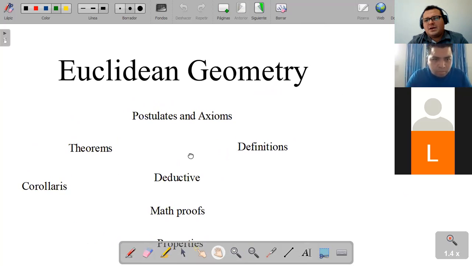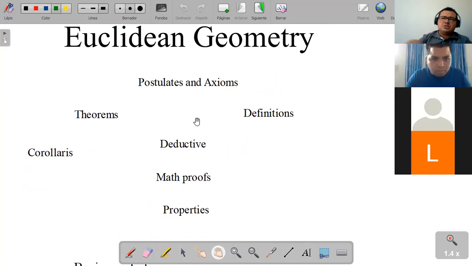Okay, so I'm going to describe right now Euclidean geometry. Look, Euclidean geometry is based on 5 axioms or 5 postulates. I don't know if you remember what an axiom or postulate is, or if you ever heard that word before. Who can tell me what is an axiom or a postulate?